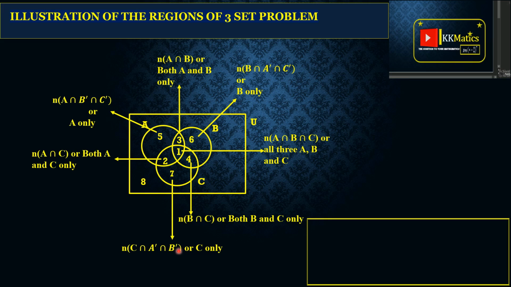Now the next one we have to deal with is region 8. As you see here, region 8 is called none of the three, meaning none of the three sets A, B, C. This is the complement: the number of elements that are not in A, not in B, and not in C, and it's mathematically written as what you see on your screen here: the number of elements in A union B union C, all complement.